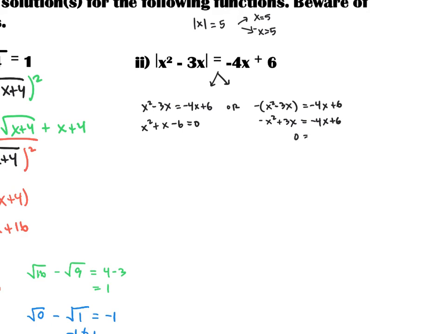If I brought the terms on the left over to the right, I would have x squared minus 7x plus 6. So I can factor both of these equations. I would have x plus 3 and x minus 2.